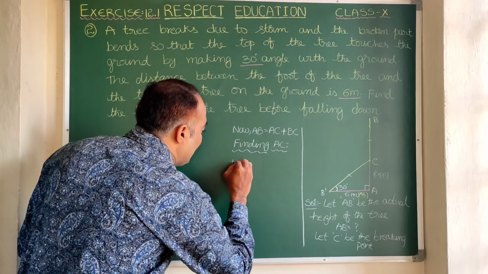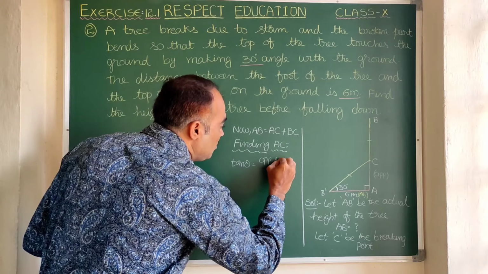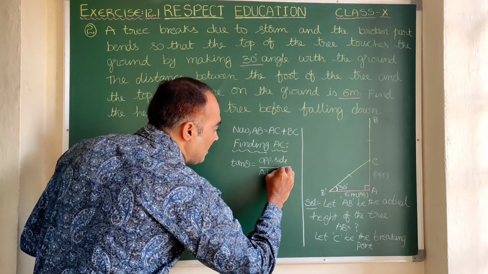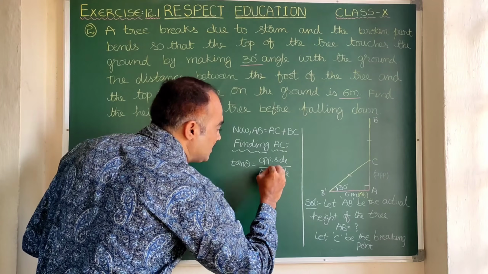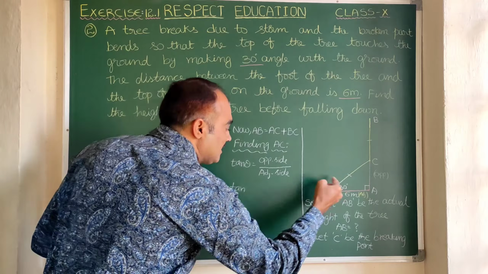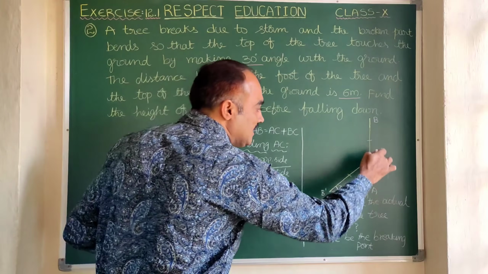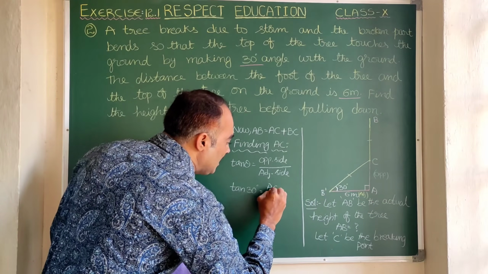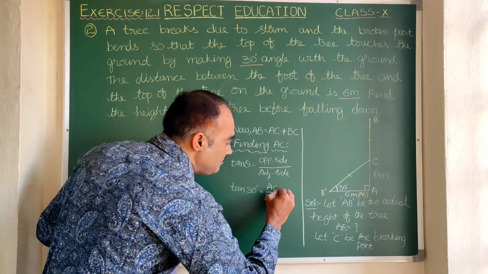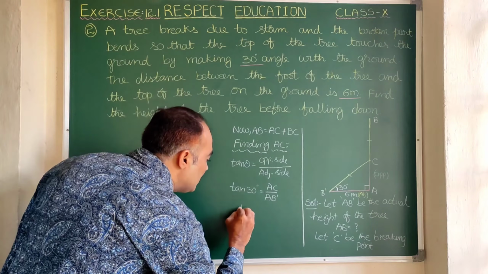So here tan theta is equal to the opposite side to theta by the adjacent side to theta. Here I am writing opposite side by adjacent side. So tan, the given theta is 30 degrees. Tan 30 equals, for 30 degrees the opposite side is AC, by the adjacent side AB dash. Let us substitute the values. Tan 30 value is 1 by root 3.